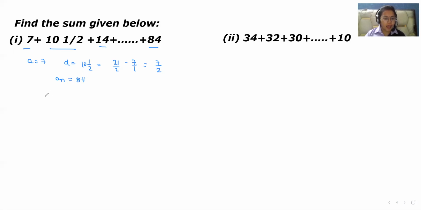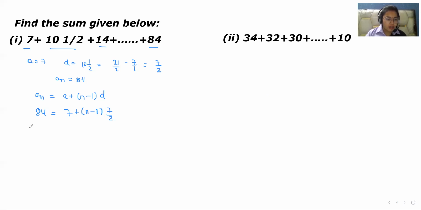So first we find n. How can we find n? By our AP formula. You remember the formula? an equals a plus (n minus 1) d. Why are we not applying the formula for Sn? Because we don't have the value of n and L both. So at least we have one value. With the help of this formula, we can find n, then we apply the other. So an is 84, and a is 7, plus n we don't have, and d is 7 over 2.